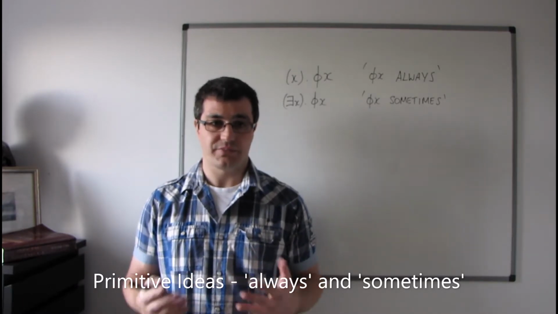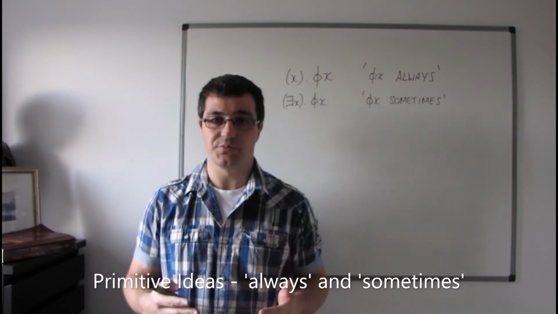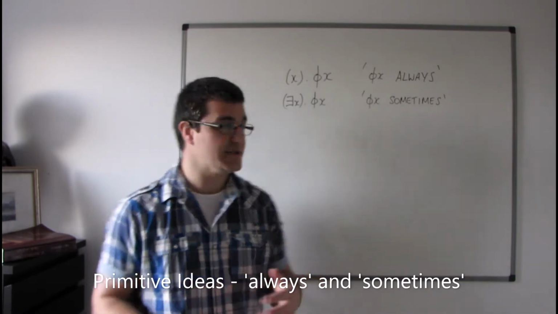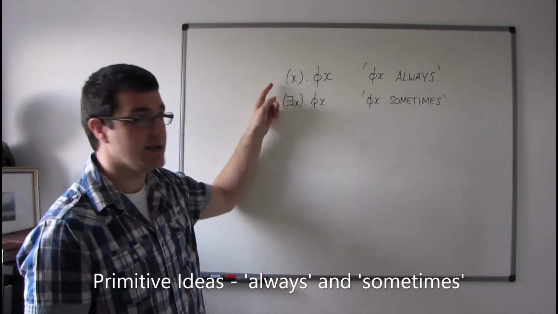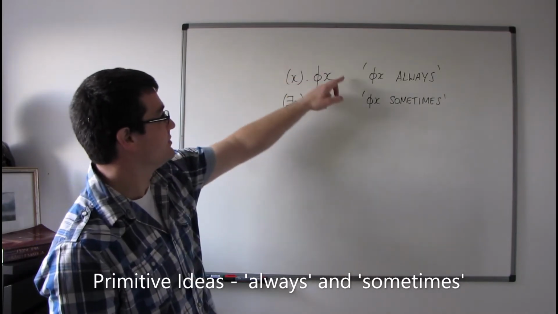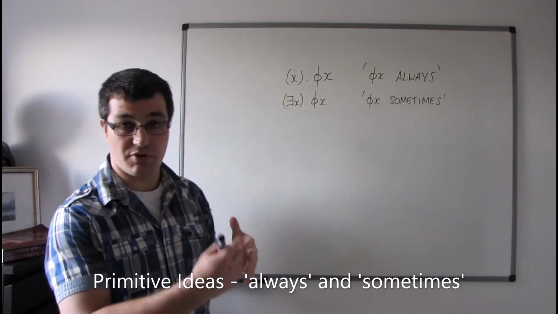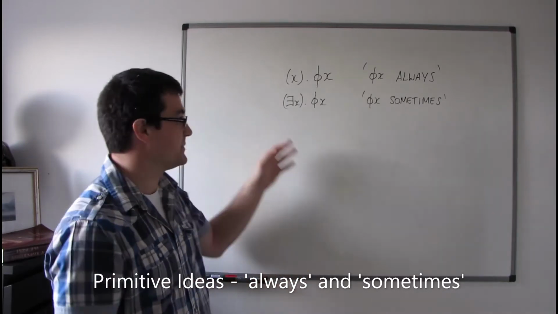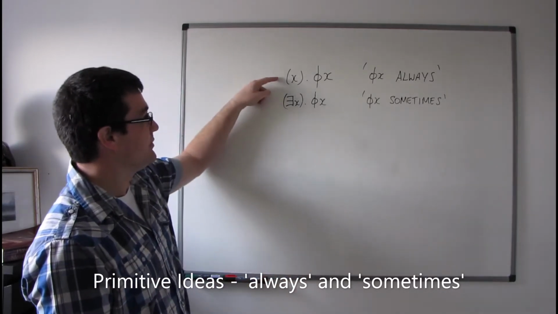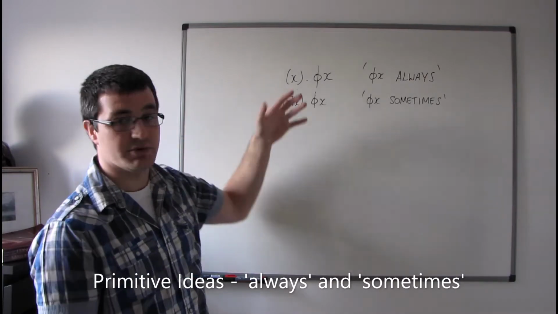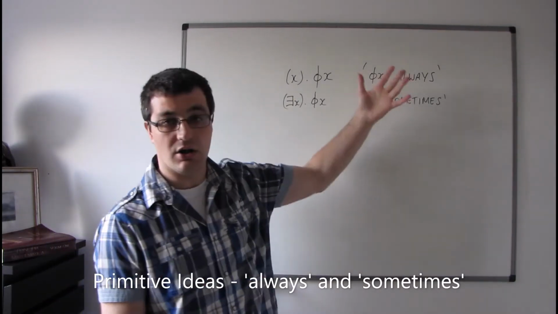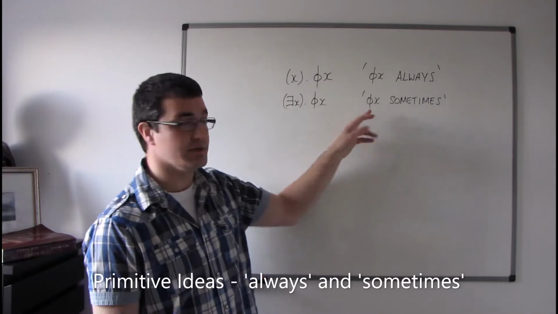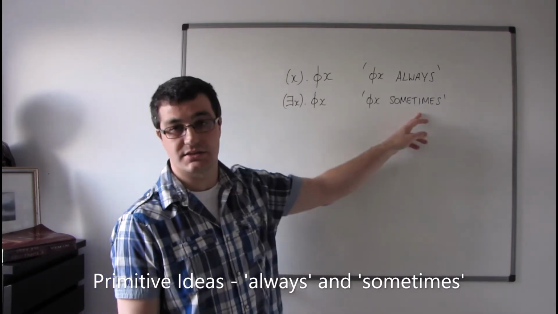In this section we introduce 2 new primitive ideas. The primitive ideas are the ones that are written on the board here. So this symbol and this symbol, these are propositions. I'm going to say more about the nature of these propositions as we go through the video. But this one, this symbol here, we would roughly say something like phi x always, and this symbol we would say in words as something like phi x sometimes.